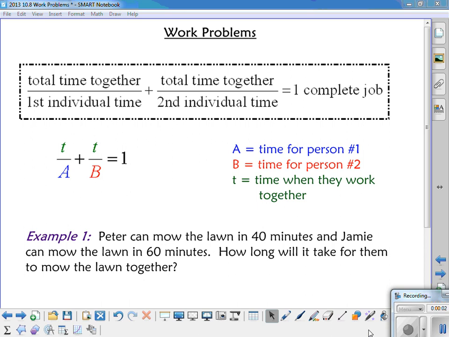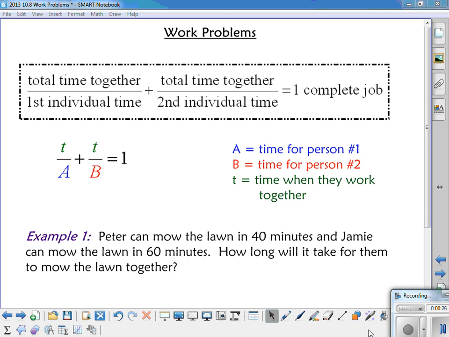All right, so today we're going to be learning about work problems. Work problems are problems that involve people doing stuff, like painting rooms, mowing lawns, or it can be pipes that are filling tanks or draining tanks, or things like that. So the formula we use is just the time together over their individual time plus the time together over the individual time for the second person equals one job.